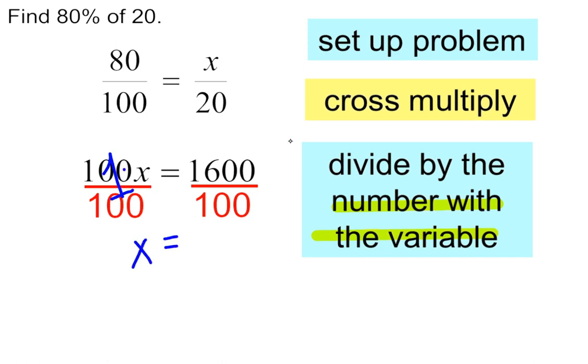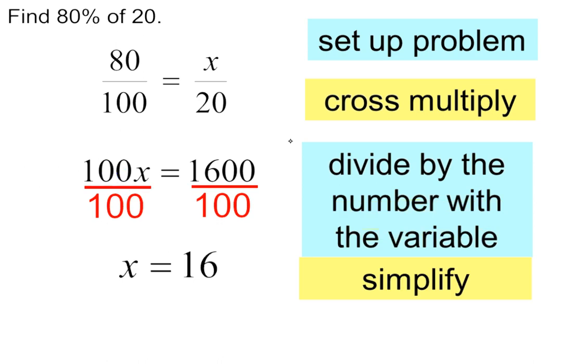And then what we're doing is we're simplifying. We're going to use that calculator again and do 1600 divided by 100, and we get 16. So we're basically simplifying. So these are our steps. We're going to set up the problem. We're going to cross multiply. We're going to divide by the number with the variable, and then we're going to simplify. Those are our steps for solving a proportion.